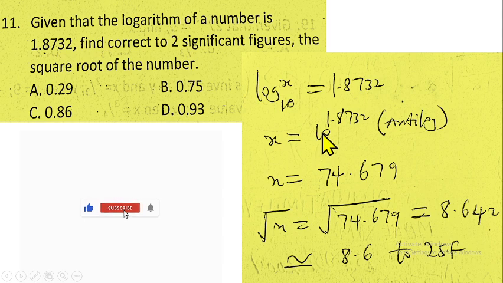So x will be equal to 10 raised to the power 1.8732, which is same as an antilog. That should give us 74.679. Then you have to find the square root of the number. Find the square root of both sides. That will give us 8.642, which we have to take to two significant figures. That will give us 8.6 to two significant figures.